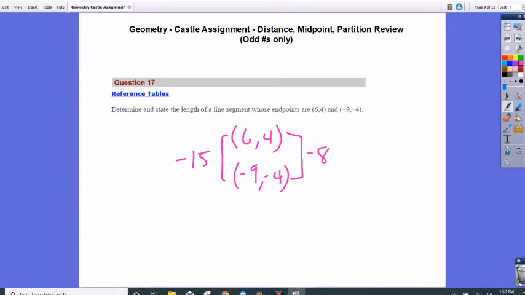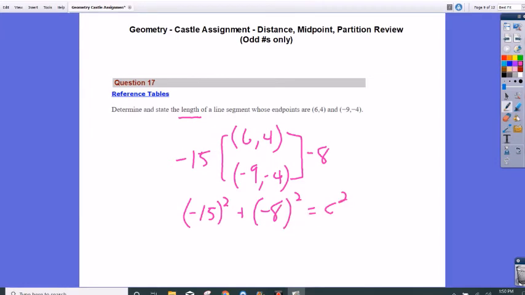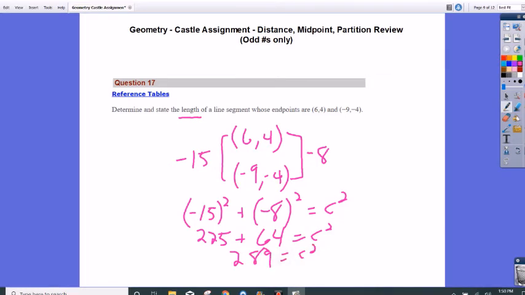And then for distance, the length or distance, I'm going to plug these into the Pythagorean theorem. A squared plus b squared equals c squared. This is 225. This is 64. This is 289. So it's going to be the square root of 289, which actually gives us a whole number, 17.